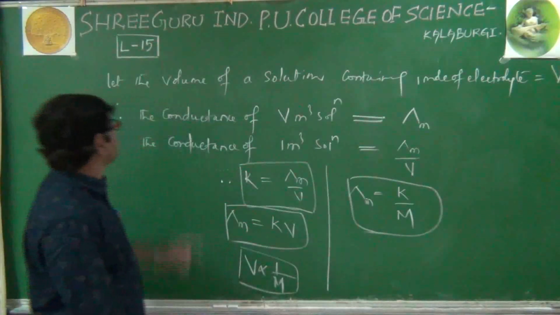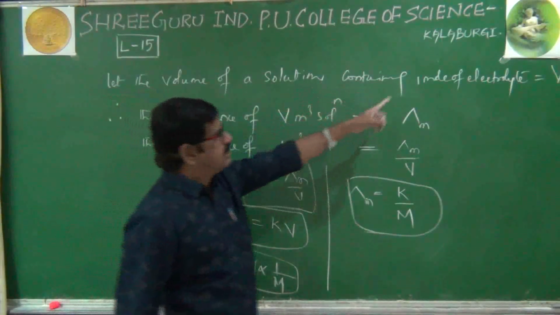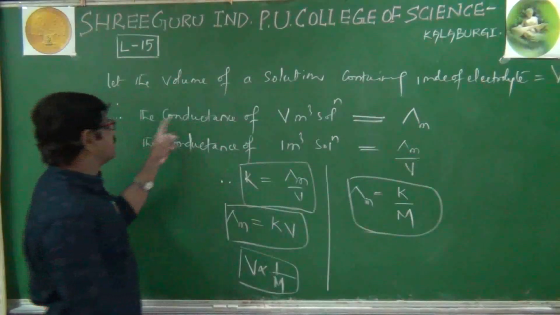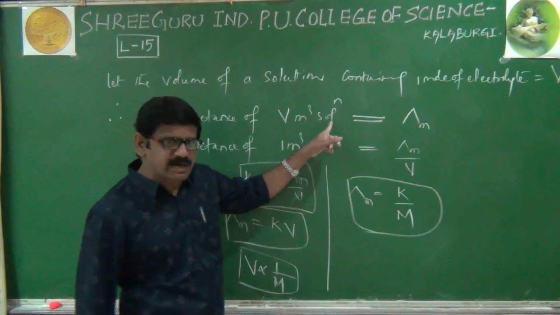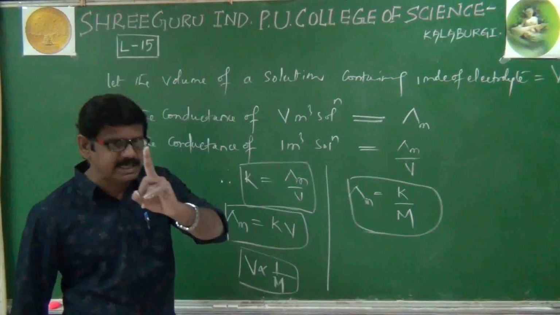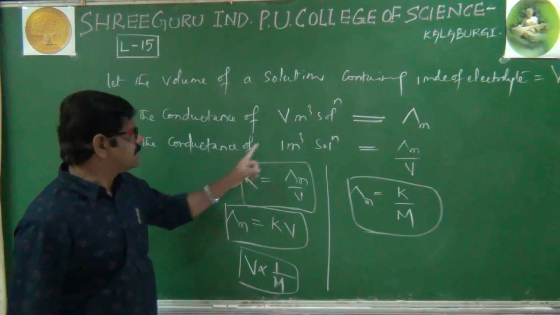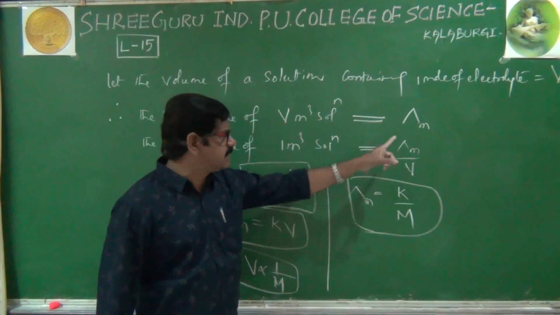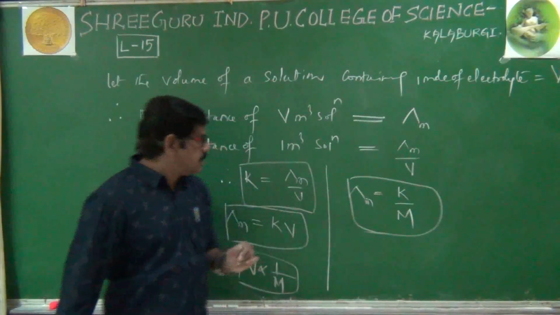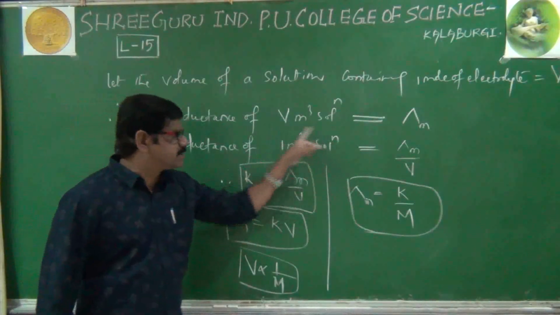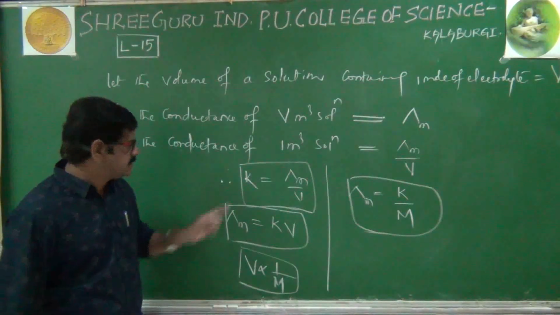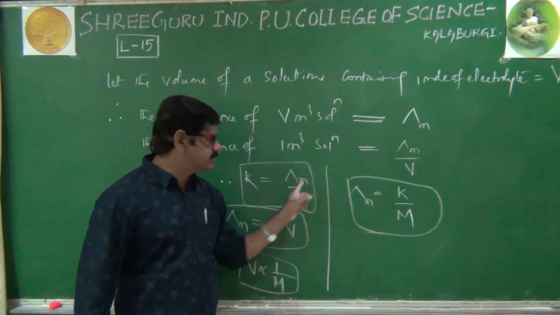But before that, once again, let the volume of solution containing 1 mole of electrolyte be V meter cube. Therefore, the conductance of V meter cube volume of solution is of course molar conductance, nothing but molar conductivity. But I need it for 1 meter cube volume of solution. Therefore, the conductance of 1 meter cube volume of solution is 1 into lambda divided by V, therefore lambda m by V. But the conductance of 1 meter cube volume of solution is nothing but specific conductance, nothing but conductivity. Therefore, K is equal to lambda m by V.